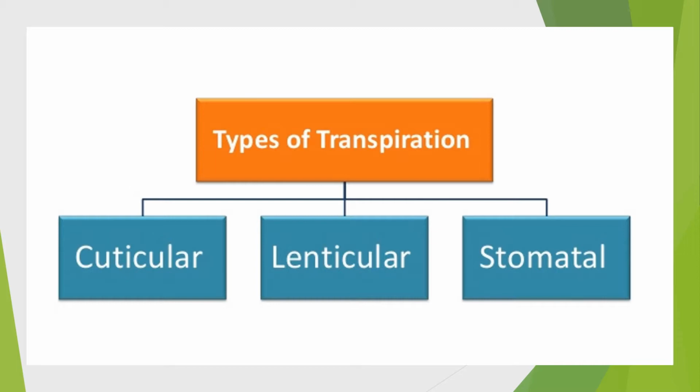Cuticular, when the transpiration takes place through the cuticle. Lenticular transpiration, when the transpiration takes place through the lenticels of the stem or branches. And stomatal, when the transpiration takes place through the stomata of the plant leaves.